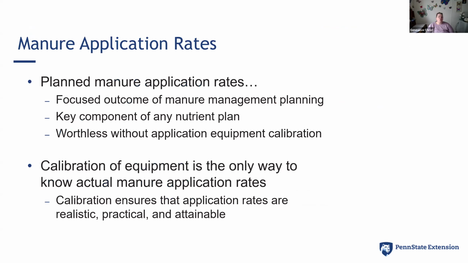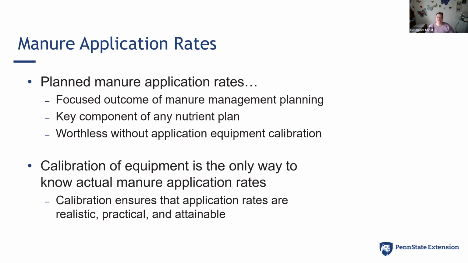And so why do we have to calibrate? Why should we be calibrating our manure equipment? Well, it has a lot to do with our application rates. And so we're planning manure application rates. Really, that's the key of our manure management planning. It's part of any of our nutrient management plans. And if we don't have properly calibrated equipment, all of that time and effort we put into planning really is pointless, because the rates that we're planning really aren't what is actually being applied out on the field.